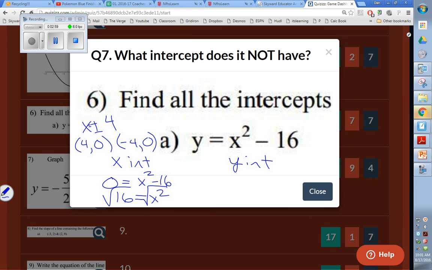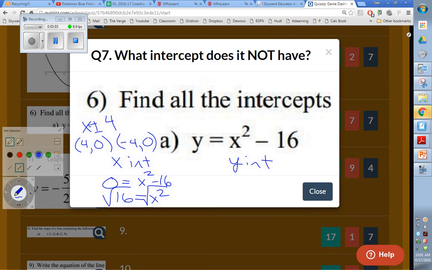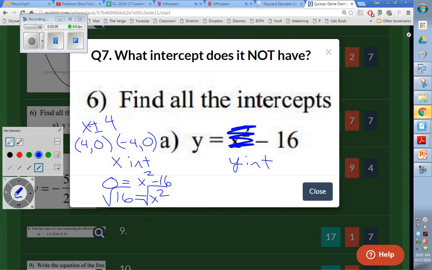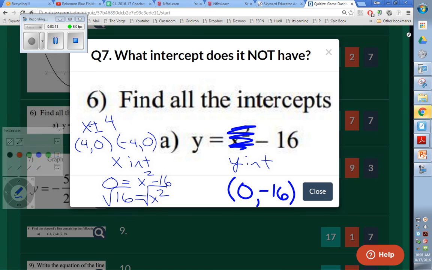For my y-intercepts, I'm plugging in 0 for x. When I plug in 0 for x, it's like this thing didn't even exist. So my y equals negative 16. So it's 0 comma negative 16. Those are my two answers there.